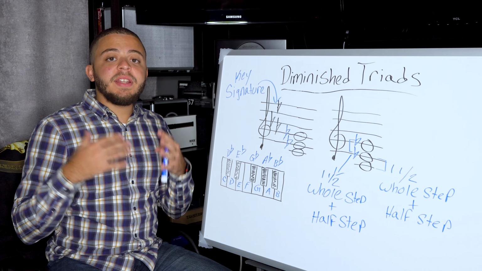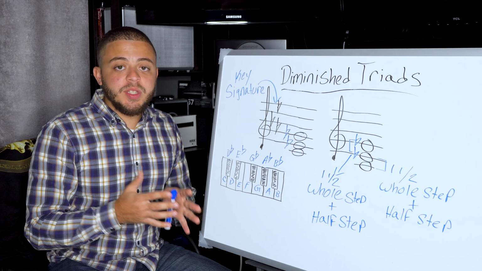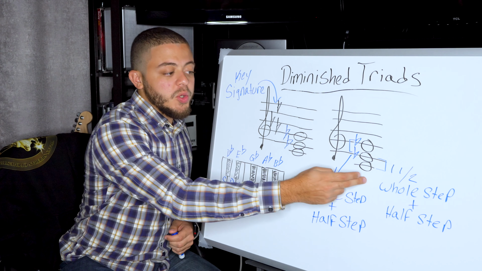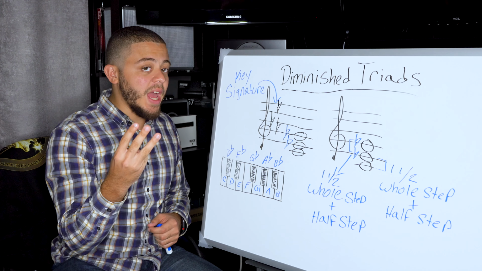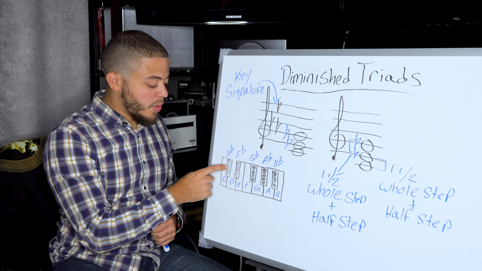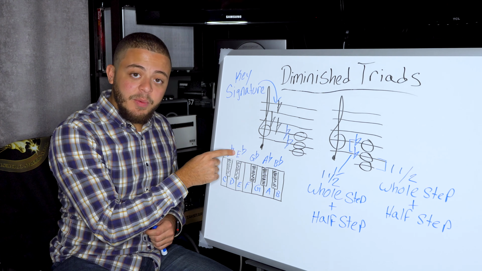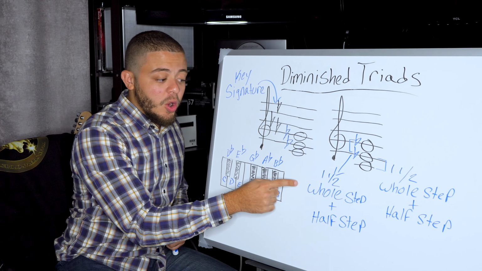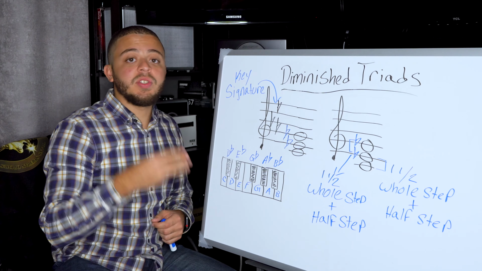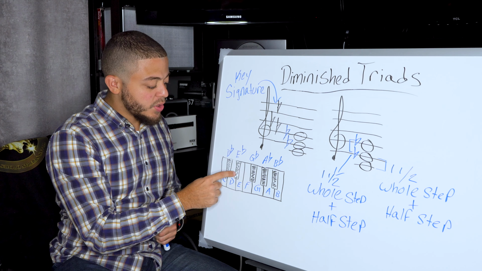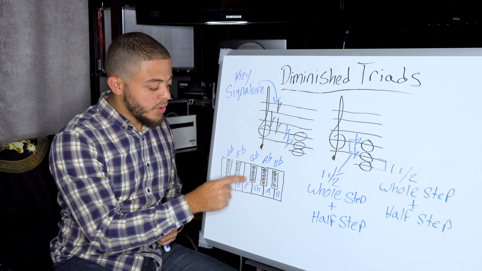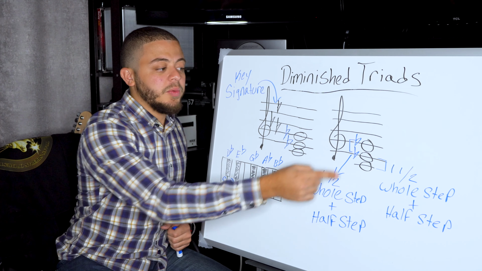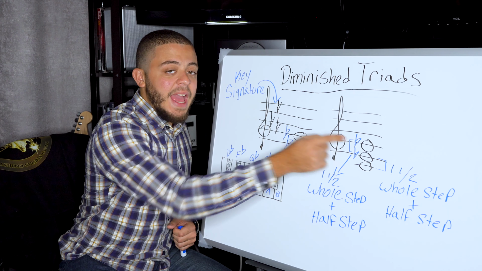The second way to find a diminished triad is to use whole steps and half steps. So from the root note C, we're going to go a whole step and a half, which is equivalent to 3 half steps. So from C, we're going to go 1, 2, 3, and we get to E flat. And from E flat, we're also going to go up a whole step and a half step, which is equivalent to 3 half steps. So from here, we're going to go 1, 2, 3, and we get to G flat. So our diminished triad would be C, E flat, and G flat.